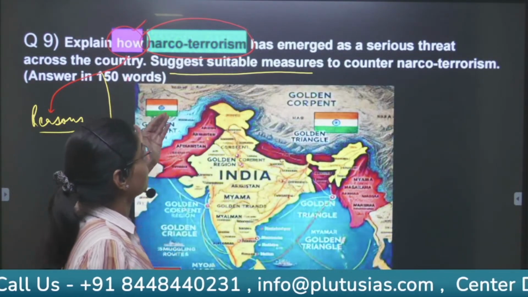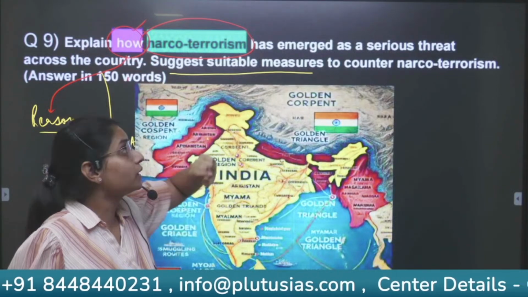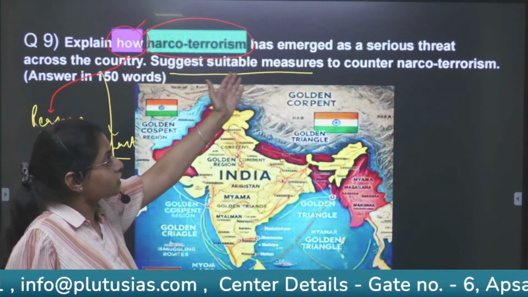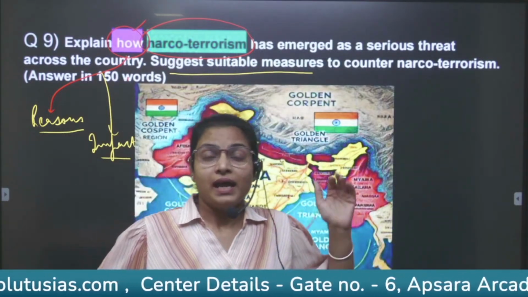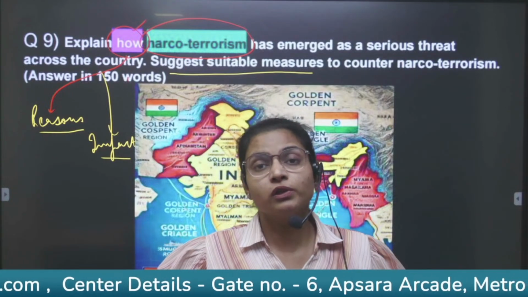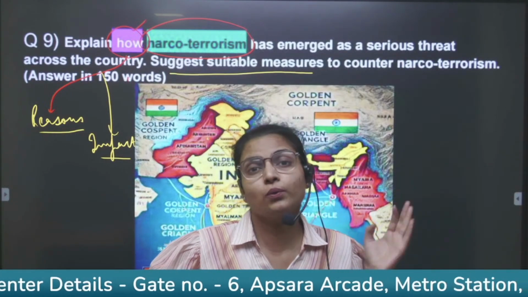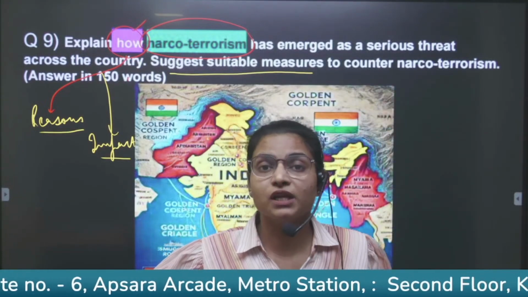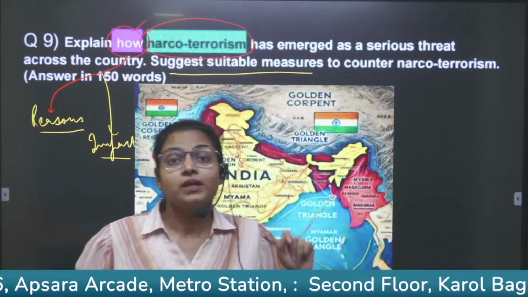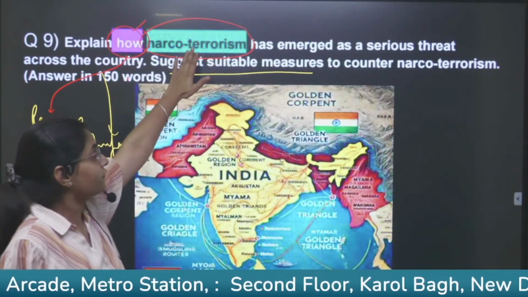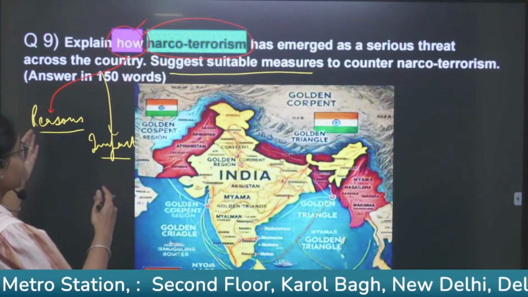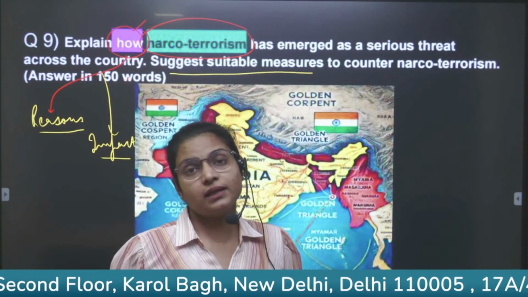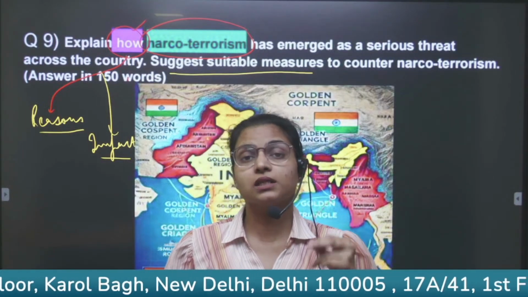For example, here two broad headings will be made: one is narco-terrorism emerged as a serious threat, and secondly measures to counter narco-terrorism. As you know, this is of 10 marks and you will be given 2 pages. It means you can write the first part on one page, and on the second page you can write about the measures. In the first part we have also divided into 2 further sub-parts. This way you can write your answer and effectively utilize the space given.